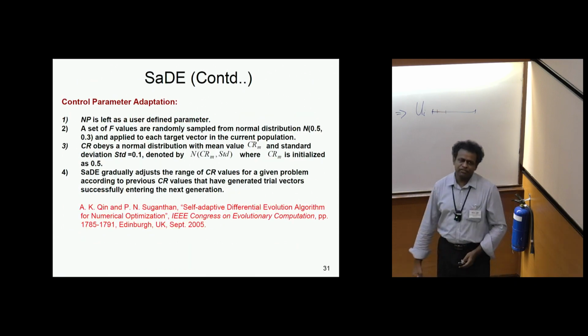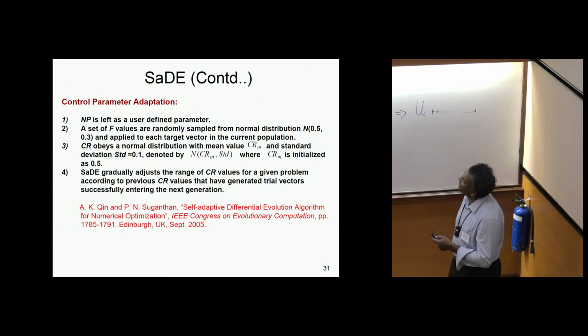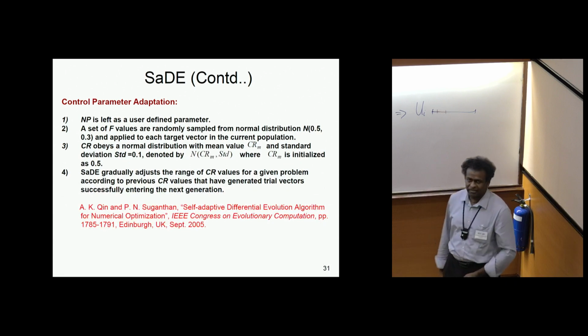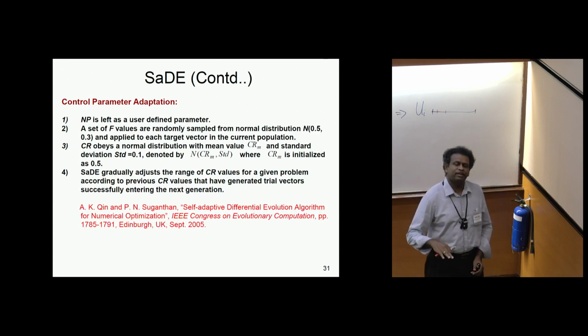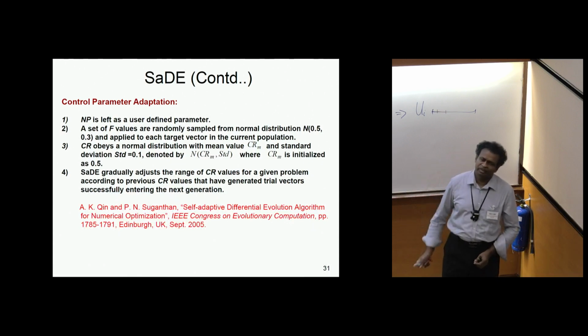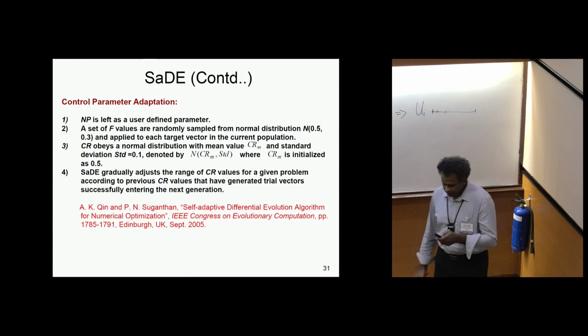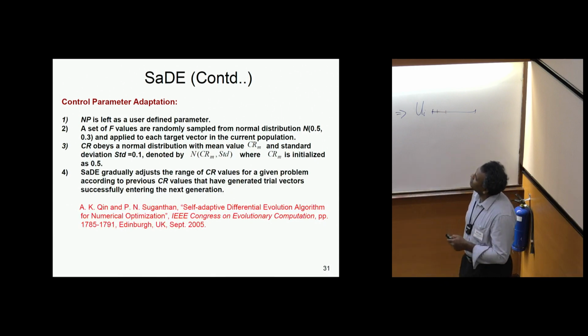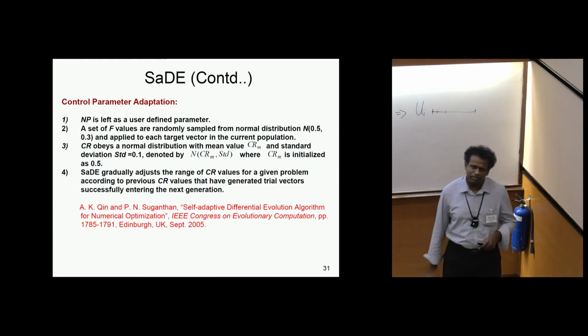And that adaptation is for the mutation operator. And for the parameter values, we used a normal distribution, like for the crossover rate. For some problems, a small crossover rate is very useful. For some problems, a very large crossover rate is needed. So the crossover rate is also problem dependent. So how do we find out? What we did was we initialized the crossover rate, CR, at about 0.5.